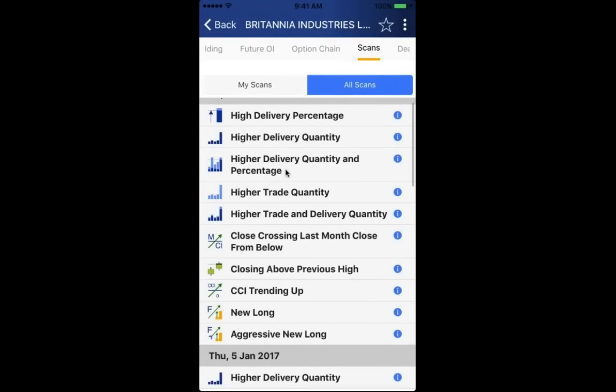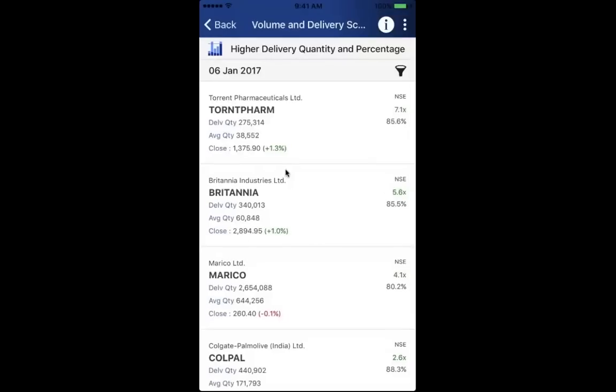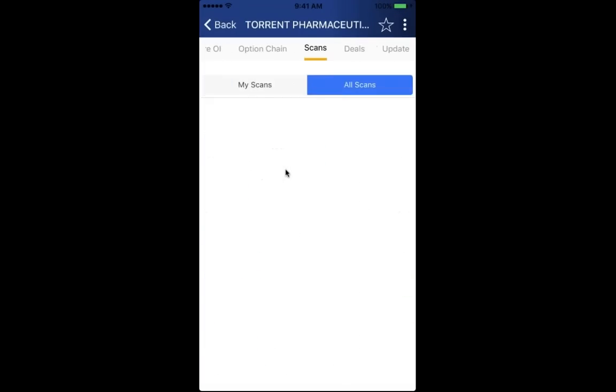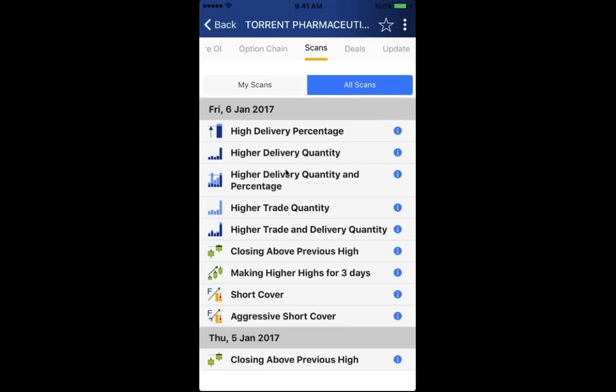So what is short cover? I tap on that small eye and I see that the open interest is falling as the price is increasing. So shorts are getting covered and aggressive short covering is happening. So now if you're a trader and you know that both the stocks, Torrent Pharma and Britannia, are going up and both of them have high trading quantity and delivery, etc. But you have to approach the two very differently. See, Britannia is getting a long build up and open interest is rising. People are not closing their interest. So they expect the prices to go up further. So there is headroom.